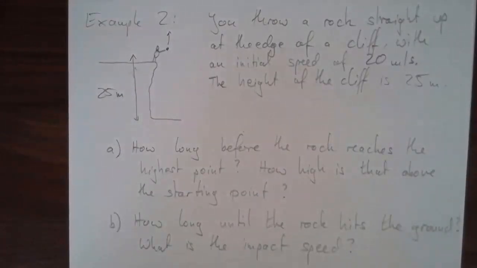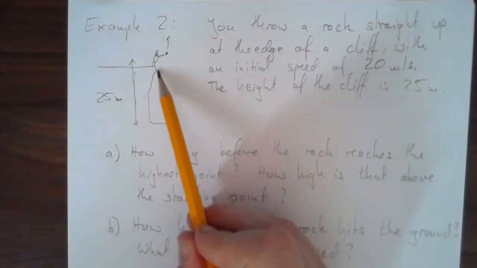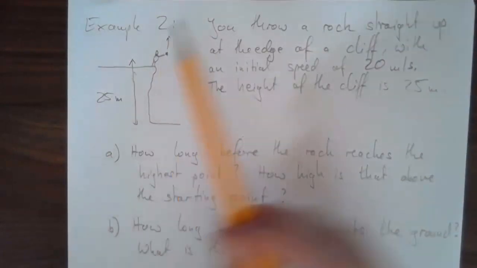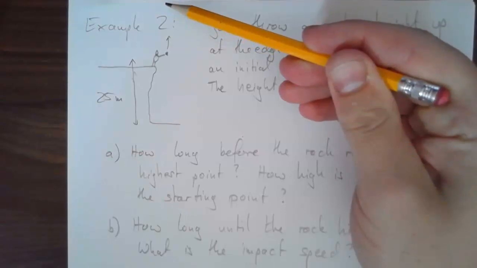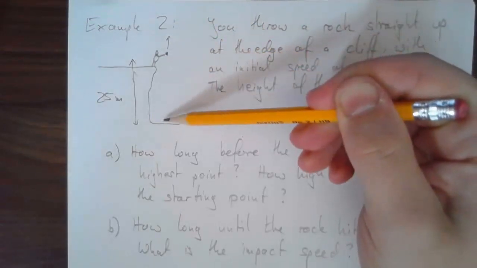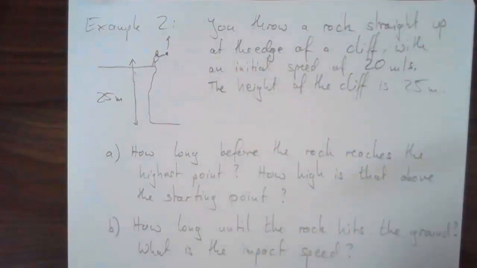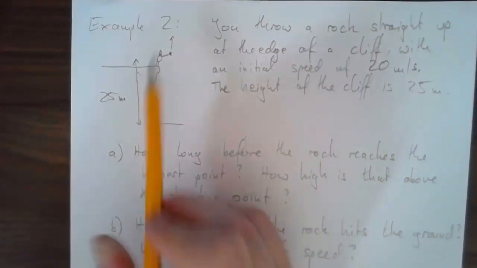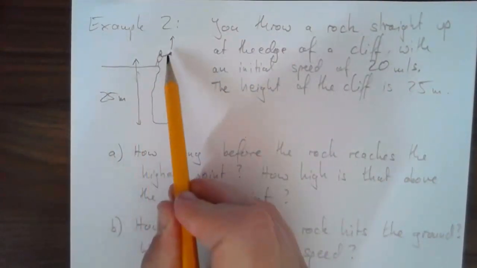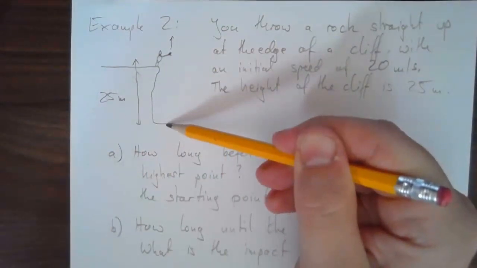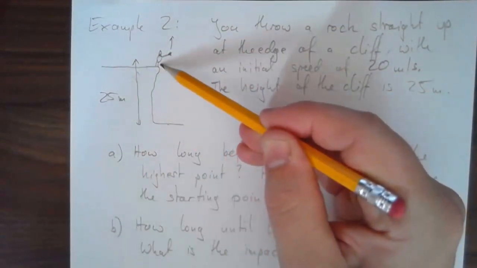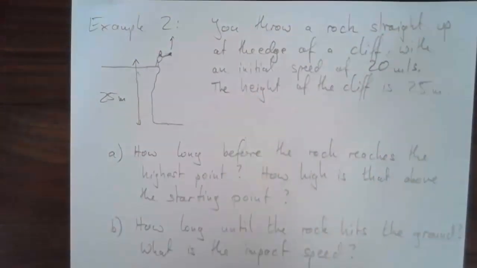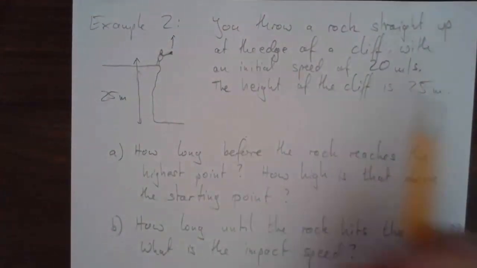Here's example number 2. We imagine we're standing at the edge of a cliff and we have a rock. And we're going to throw the rock straight up. What's going to happen is the rock's going to go up, it's going to come back down, fall past us and hit the bottom of the cliff. I'm going to imagine that the cliff is 25 meters tall, or more precisely, I imagine the rock starts out 25 meters above the ground. Because if this was 25 meters, then I'd have to add a little bit to get up to my hand. You're going to imagine the distance from down here to up here is 25 meters, just to keep things simple.